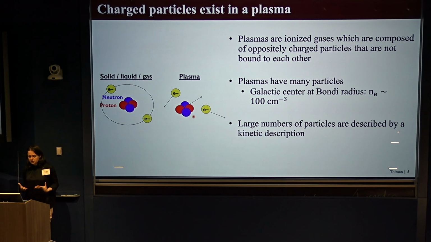So one of the distinguishing features of plasmas is that they have many particles. An example plasma that you might encounter is the one that's around the galactic center. At the Bondi radius, the density of this plasma is roughly 100 particles per centimeter cubed. And this is actually a very low density for a plasma, but it's already quite high. So you can see that large numbers of particles, like those in a plasma, need to be described by a kinetic description. And a lot of what plasma physics is, is the development of this kinetic description and the study of behaviors that exist in it.